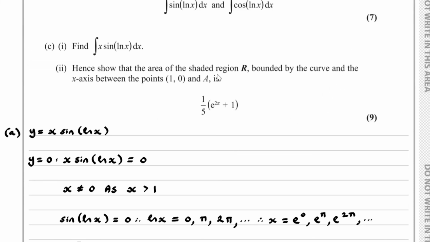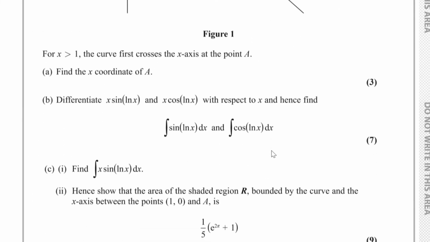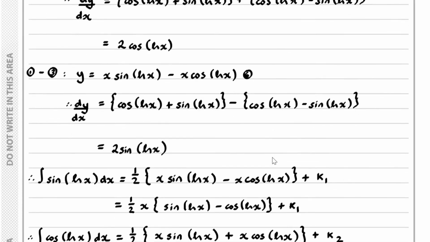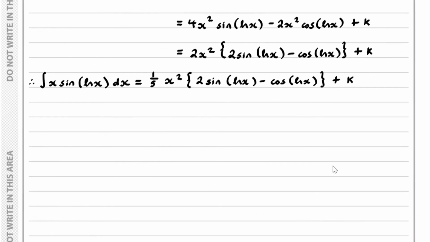Now we have to show that the area of the shaded region bounded by the curve and the x-axis between the points 1, 0 and A is 1/5 e to the 2 pi plus 1. And we already know what the coordinates of A are. That's e to the pi, 0. So for the next part of part C, the area will equal the integral from 0 to e to the pi of x times the sine of natural log of x dx.